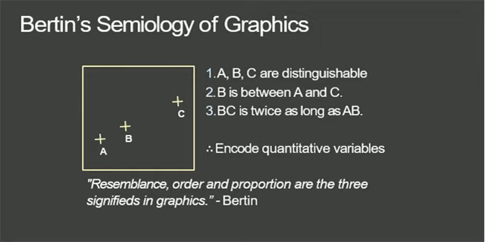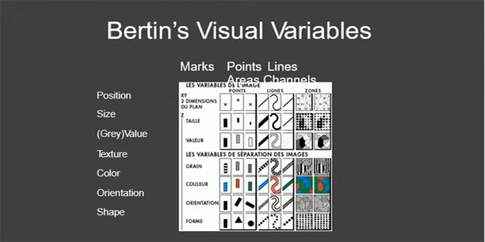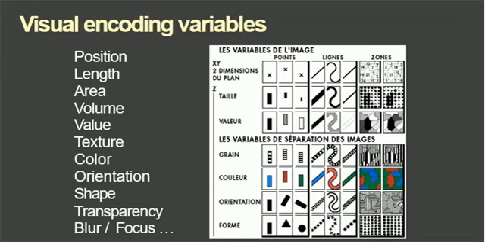Bolton's terminology of graphics says that resemblance, order or proportion are the three significants in graphics. So let's talk further about Bolton visual variables. The main basic visual variables are position, size, value, texture, color, orientation and shape. Shapes can be in any format, including two dimensions, and position is the most effective kind of data, while colors, forms, orientation and shapes are the least effective. The complete list of visual encoding variables given by Bolton includes position, length, area, volume, value, texture, color, orientation, shape, transparency, blur and focus.